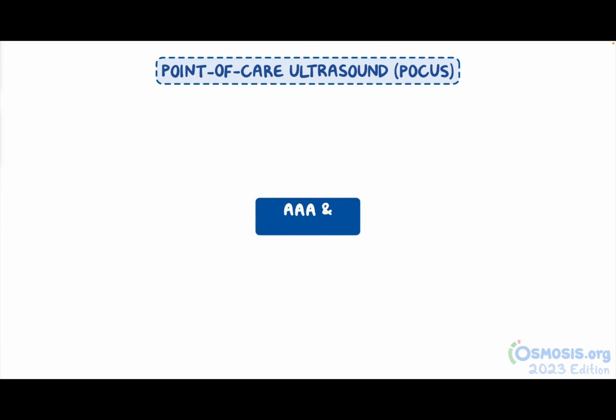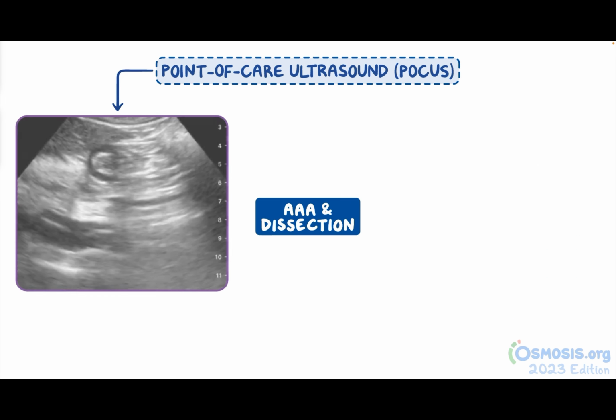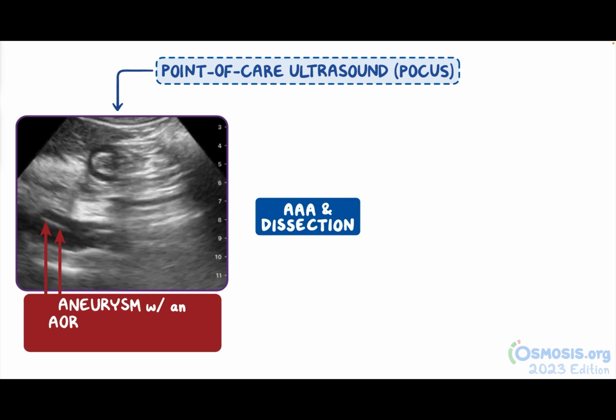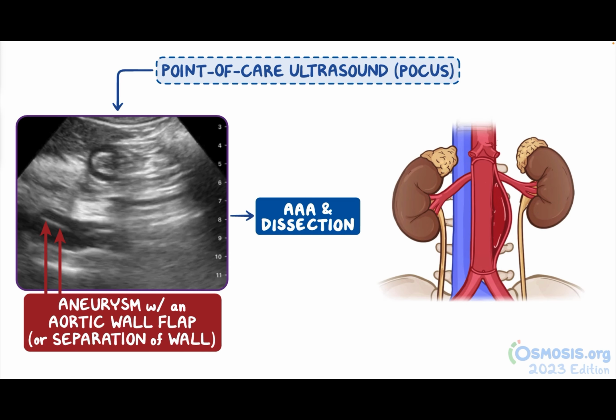Next, you might see AAA with signs of dissection. In this case, POCUS will show an aneurysm with an aortic wall flap or separation of the wall. If you see these findings, you can make a diagnosis of AAA with dissection. AAAs with isolated abdominal aortic dissections are rare, but they have a high risk of rupture as the separated part of the wall dies from the disrupted blood supply.